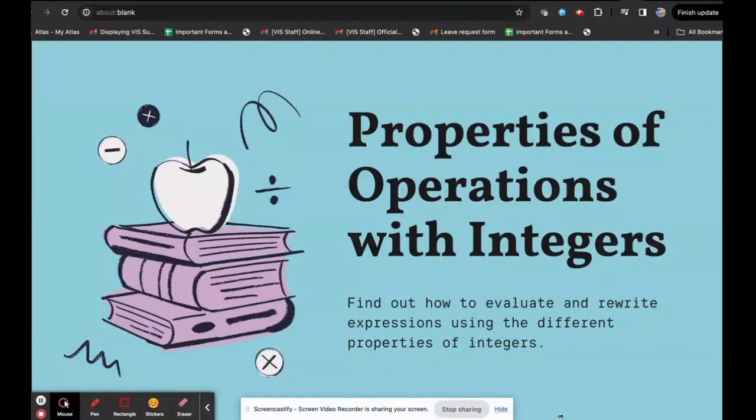Hello everyone. So today we are going to learn the properties of operations with integers, and we will find out how to evaluate and rewrite expressions using the different properties of integers. So let's move to the topic now.